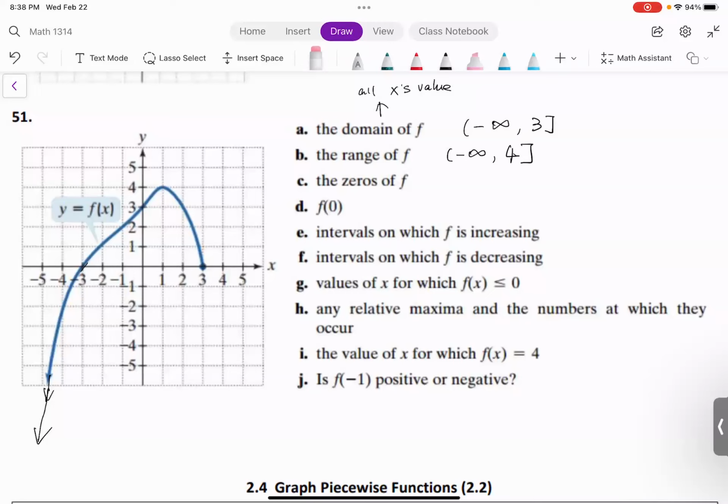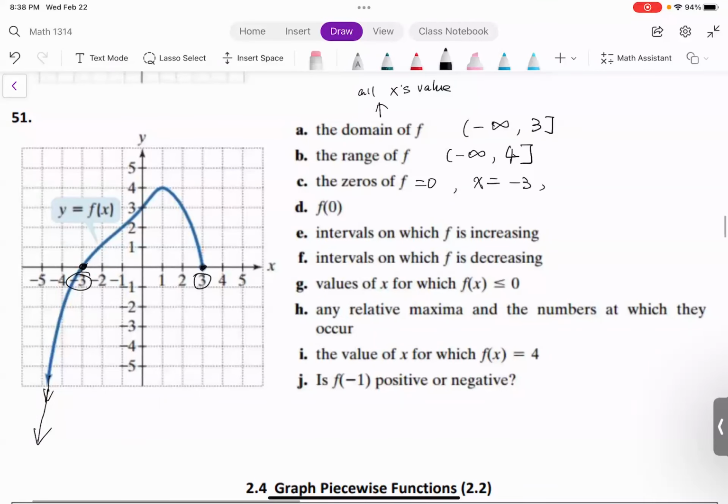The zeros of the function. Zeros of the function means the function equals 0, that means y equals 0. On the graph, we have two points here where the y value is 0. At y equals 0, f of x equals 0, what is the x value? This point is x equals -3, and the other point is x equals +3.